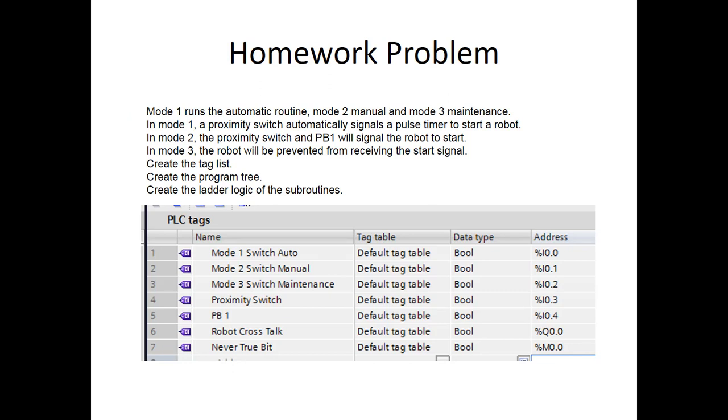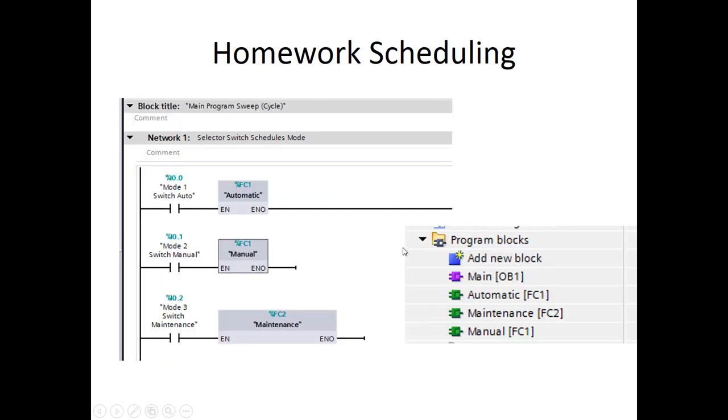So the robot homework had an auto, a manual, and a maintenance toggle. Because this is a 3 selection toggle, it had 1, 2, or 3 different inputs right there. And then there was a prox, and then there was a push button, and there was a crosstalk to the robot. So we had all these inputs, and then we were going to talk to the robot. And then a never true bit, I made an M bit. So what did this look like?